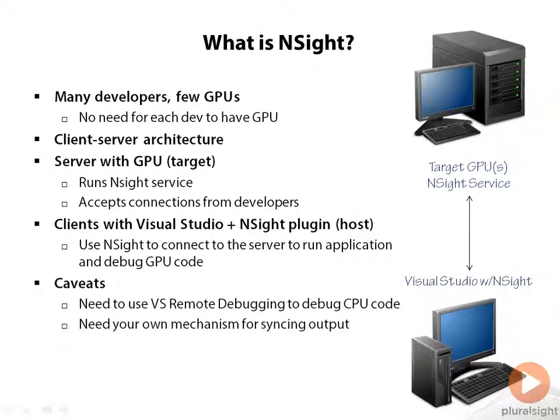And maybe I'm making it sound a bit too simple, and in fact there are a few issues with this sort of model. Nsight is only good for GPU debugging, so if you need to debug CPU code remotely, you need to go back to the good old Visual Studio remote debugging, and we all know how painful that can be. And of course, since you are executing code remotely, you'll need to figure out your own mechanism for actually accessing the output of your application. That said, if you were working with a GPU cluster, for instance, you'd have exactly the same problem.